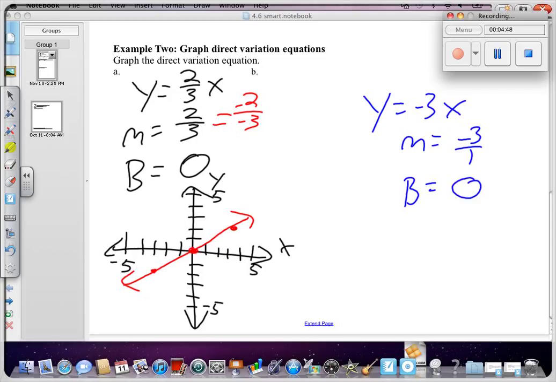Okay, so now I'm going to make another graph. You've got graph paper, so you don't need to worry about this.